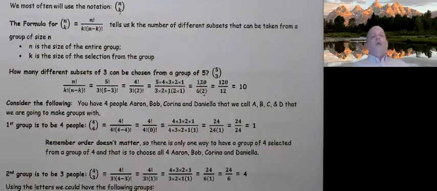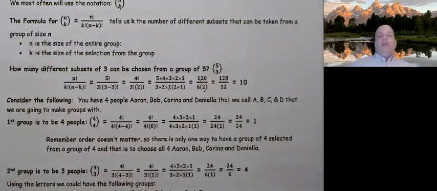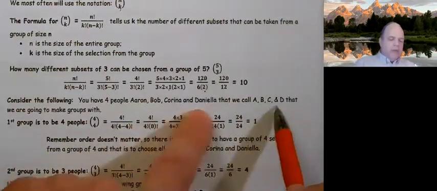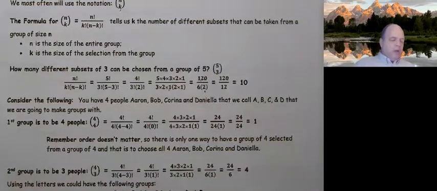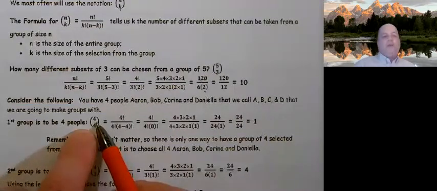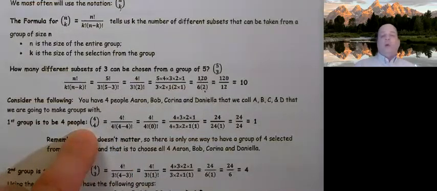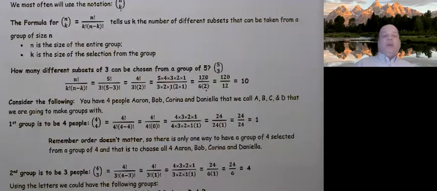So consider the following. You have 4 people, Aaron, Bob, Karina, and Danielle, that we call A, B, C, and D. A for Aaron, B for Bob, C for Karina, and D for Danielle, that we're going to make groups with. How many types of groups could I get for 4 choose 4? In other words, there are 4 people, and I'm going to choose all 4 of them. Obviously, order doesn't matter because if I choose Bob first, then Karina, then Danielle, then Aaron, that's the same group of people, regardless of what order I choose them.